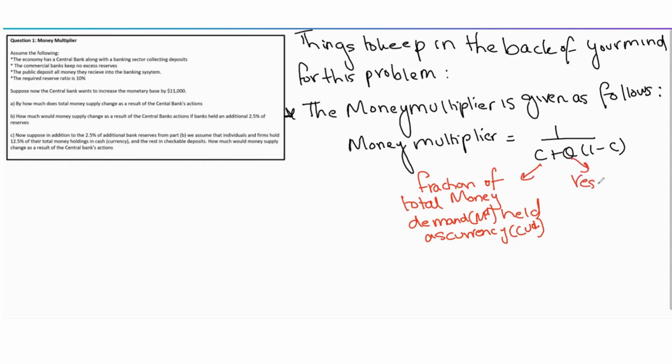Theta is the reserve deposit ratio. So it is the fraction of deposits that are kept as reserves. Those are not lent out. The fraction of deposits banks hold as reserves.